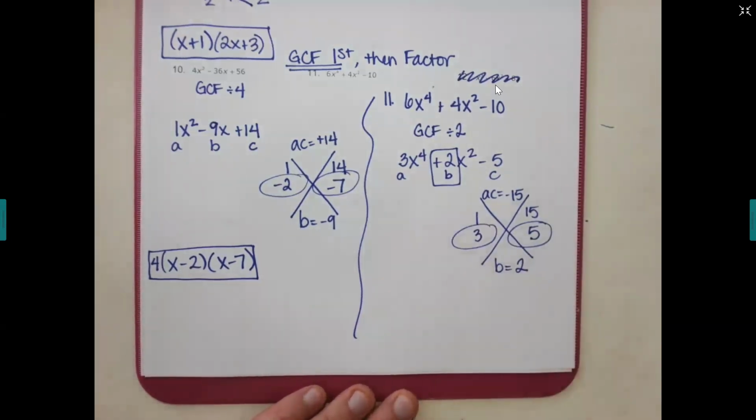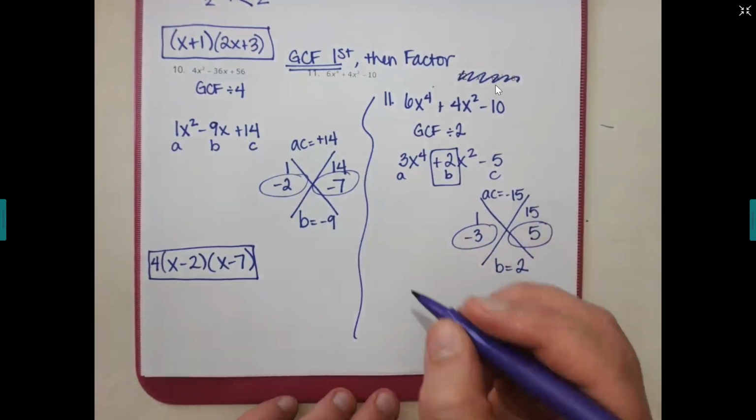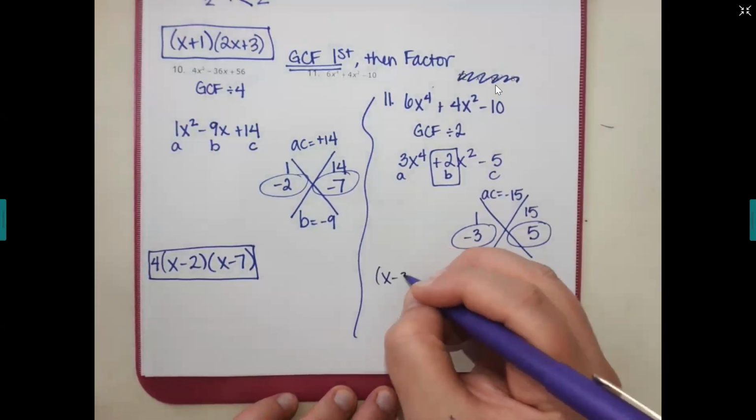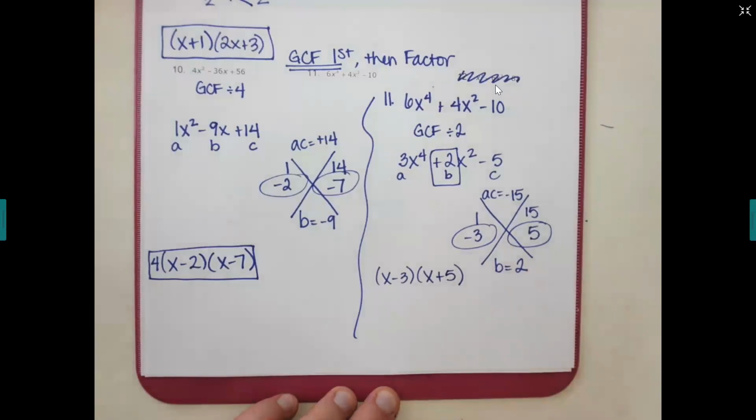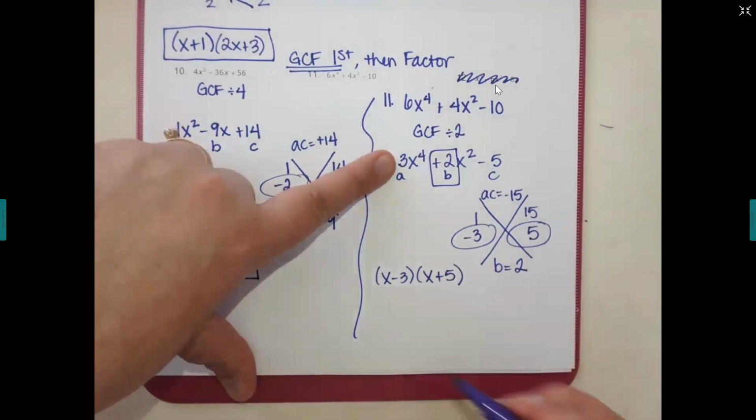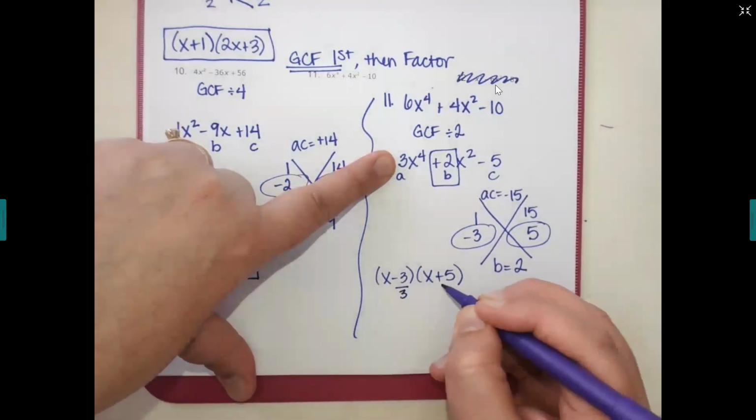And then if I want my basement number to come out to be a positive 2, where should I put the minus? On the smaller number, on the 3. Okay, was my A a 1? I'm done. So I'll do x minus 3 and x plus 5. But if my A is not a 1, I have to divide or slide with whatever the A was. So in this case, it was a 3. So I'm gonna put over 3, over 3.